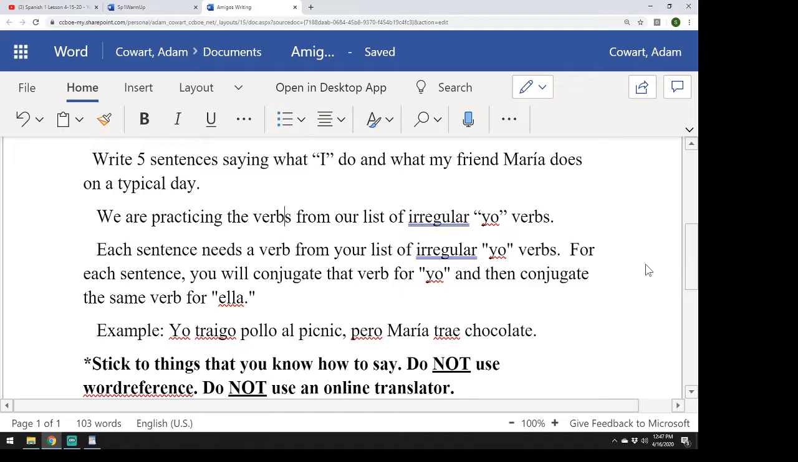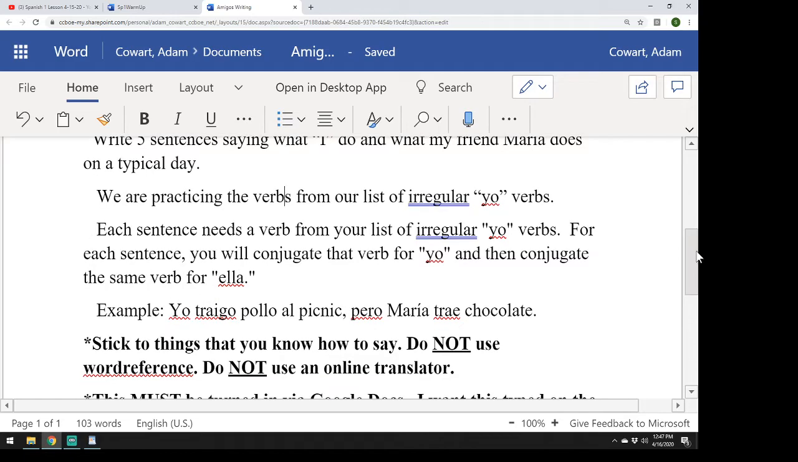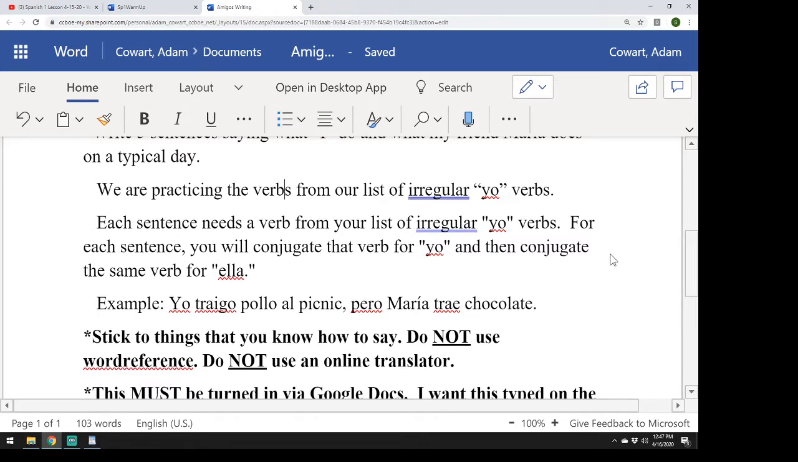We are practicing the verbs from our list of irregular yo verbs, the things like pongo, tengo, vengo, traigo, digo. Each sentence needs a verb from your list of irregular yo verbs. Now here's the big instructions here. For each sentence, you will conjugate that verb for yo and then conjugate the same verb for ella.